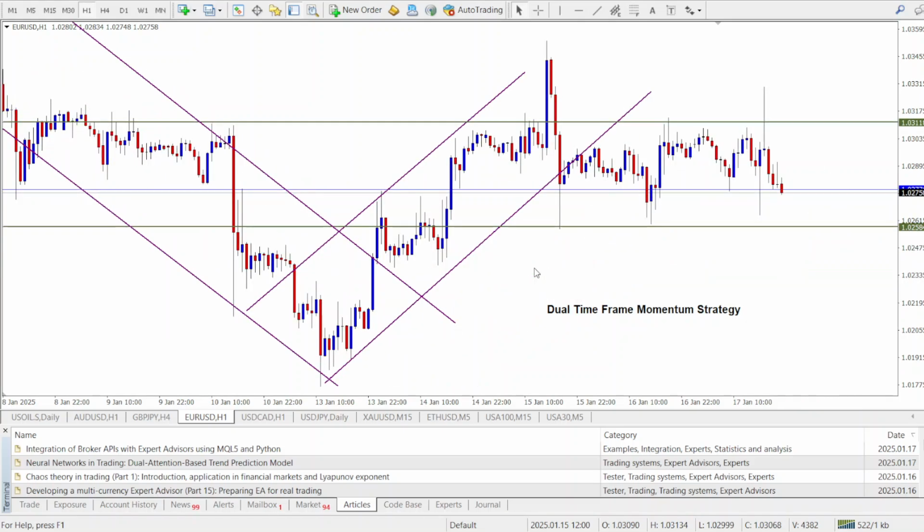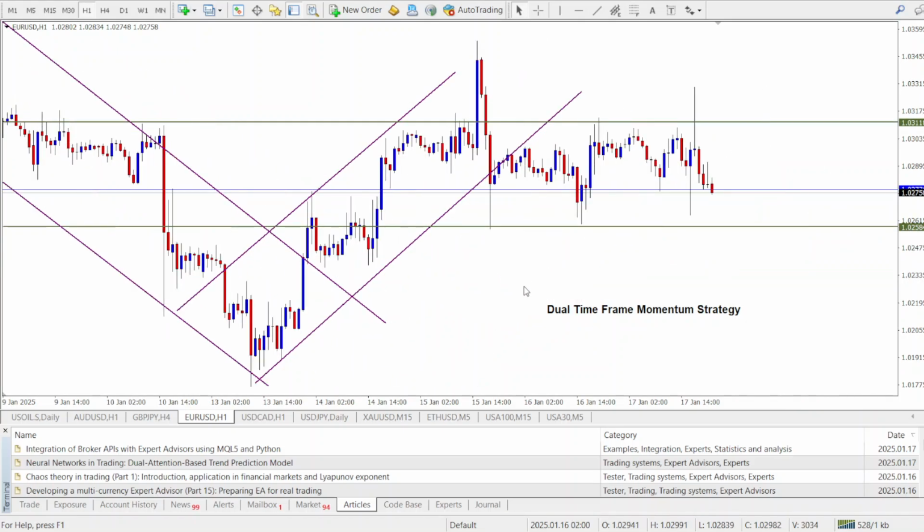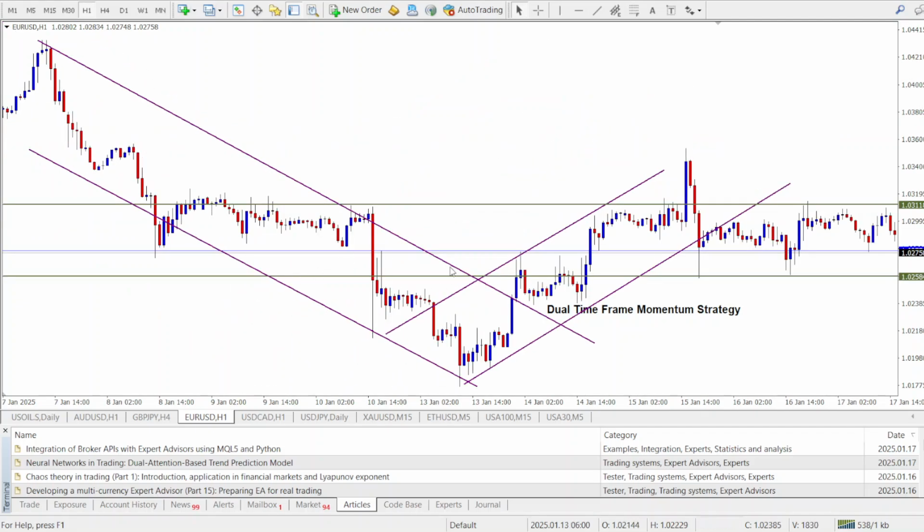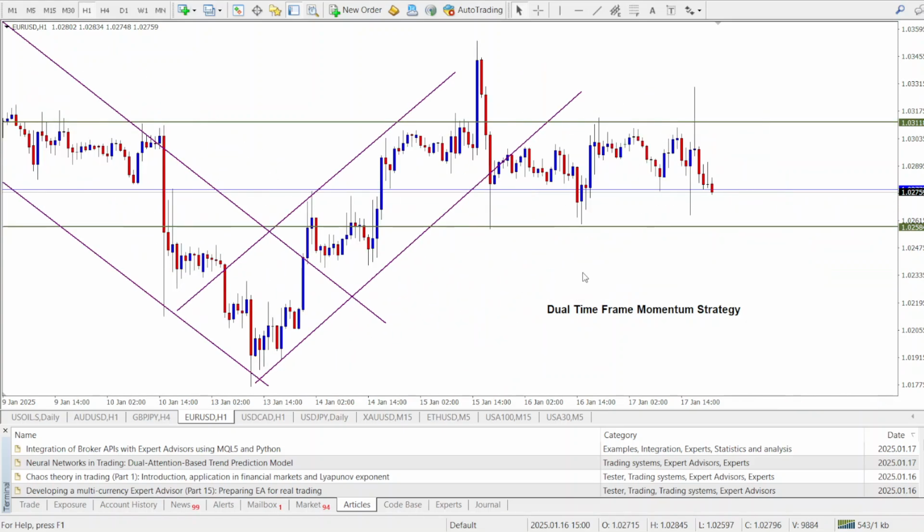The key is to identify the overall direction because you want to trade in the direction of the trend. If the market is bullish on the 1 hour chart, then you should be looking for buy signals on the smaller time frames.